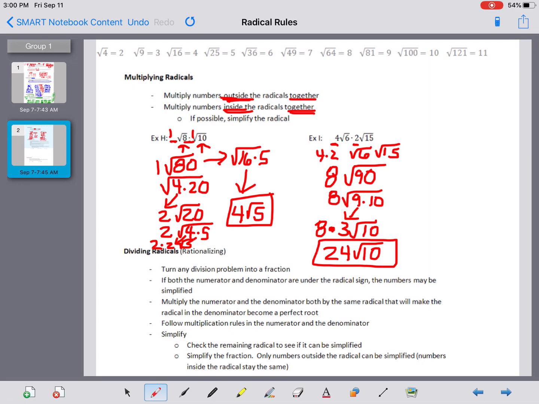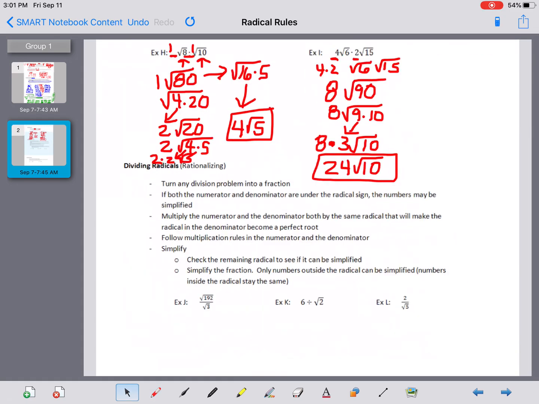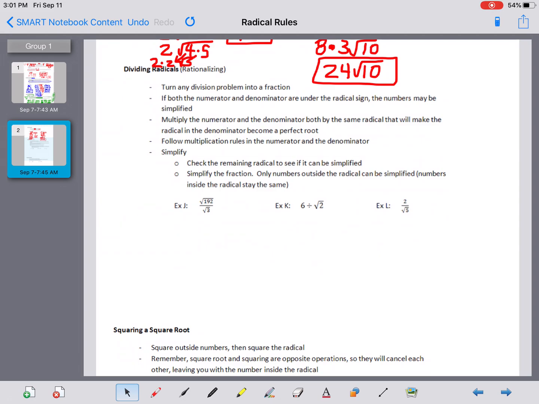So multiplying radicals is probably one of the easiest because you don't have to worry about too many people not being able to get together or anything like that. Everybody gets together. Just look for the new pretty they create and bring that out. All right, dividing radicals. We multiplied, we added, we subtracted. Now it's time to divide.